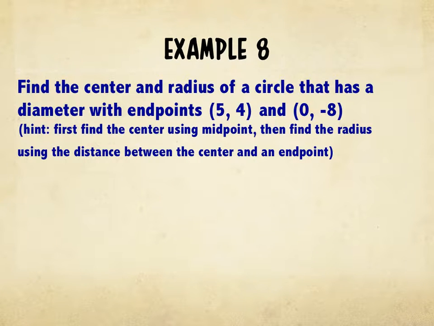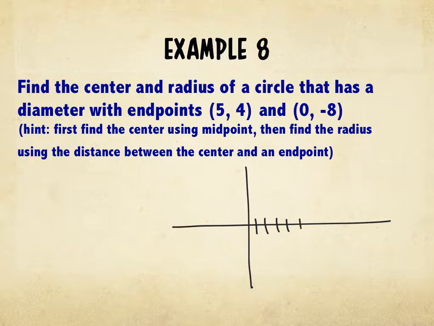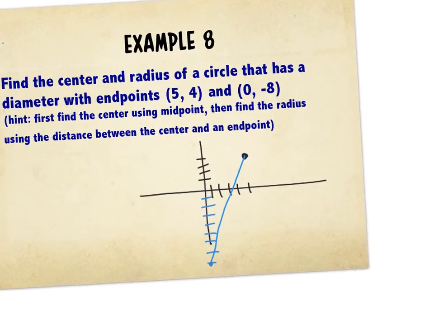So this one says, find the center and the radius of a circle that has a diameter with endpoints of 5, 4, and 0, negative 8. So first try to picture what it's talking about. So if I have 5, 4, I've got a point here, 0, negative 8, 1, 2, 3, 4, 5, 6, 7, 8 here. This is the diameter. What's the diameter of a circle?